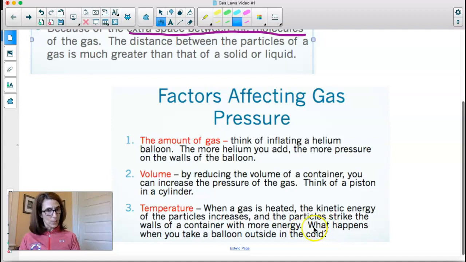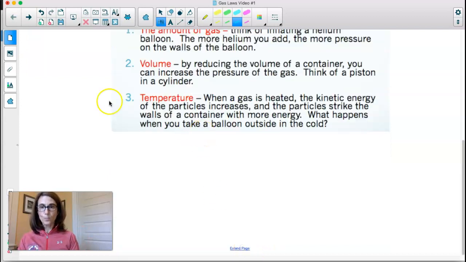And my little example here is what happens when you take a balloon outside in the cold. This has happened to me before. I've gone and bought balloons for one of my kids' birthday parties, and then you go outside and it's a cooler day and all of a sudden it looks like those balloons shrivel up. But that's only because of that change in temperature. So if you were to get them back inside where there's a warmer temperature, that gas will expand again and your balloons will go back to normal. Okay.